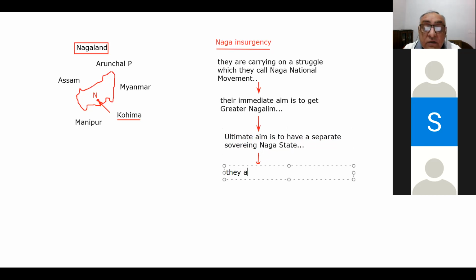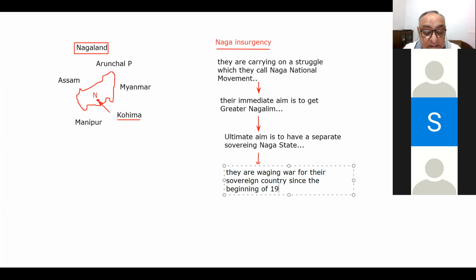So they are waging war for their sovereign country, right? For their sovereign country, we can say, since the beginning of the 19th century, right? So is it clear up to this point here? Since the beginning of the 19th century. So ये तब से चाह रही है, right?